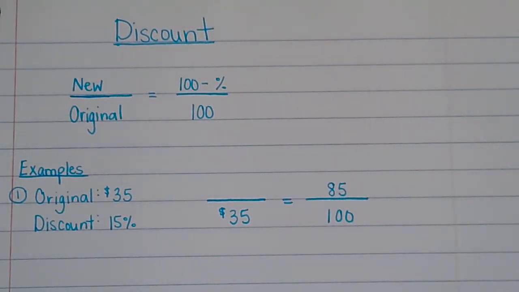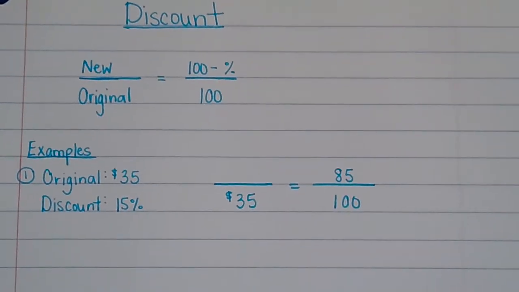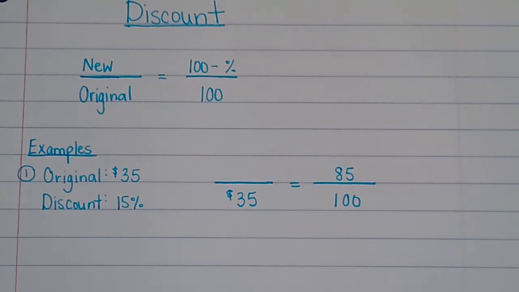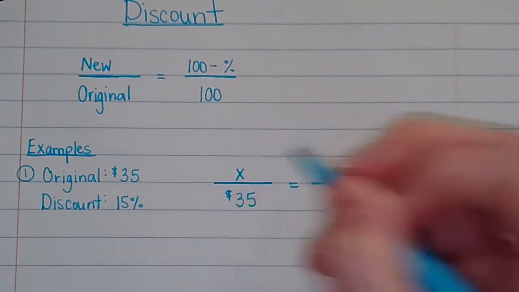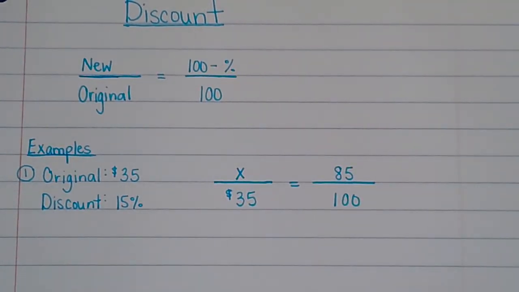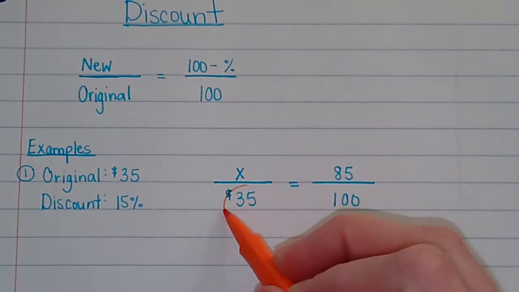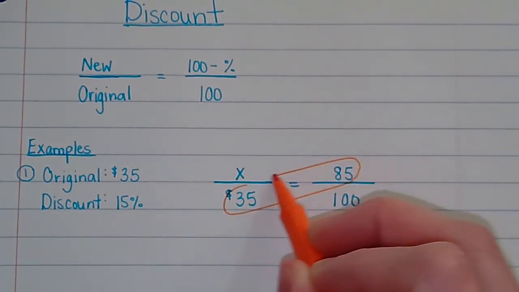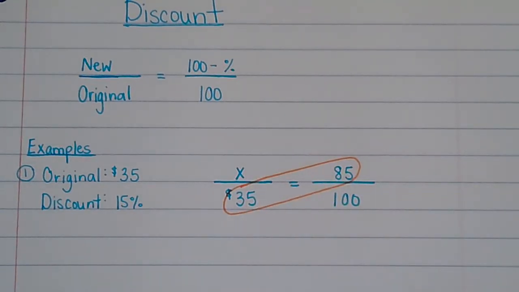Okay? So in other words, we're not paying 100% of the price. We're paying 85% of that price, which sounds like you're doing something illegal. But remember, it's on discount, so it makes sense. You're only paying 85% of what the cost actually is. So then what I'm missing is my new price. Okay? So now I just need to do my cross multiplying.